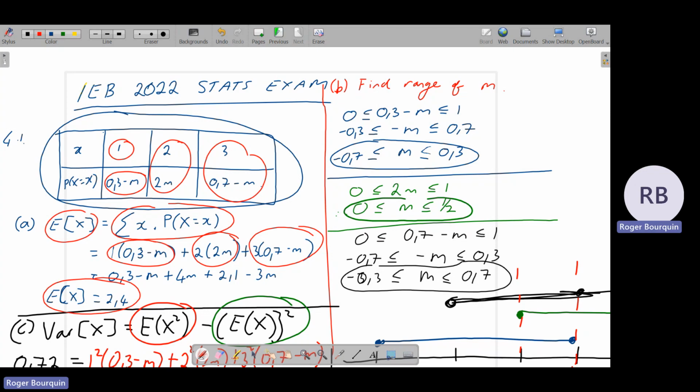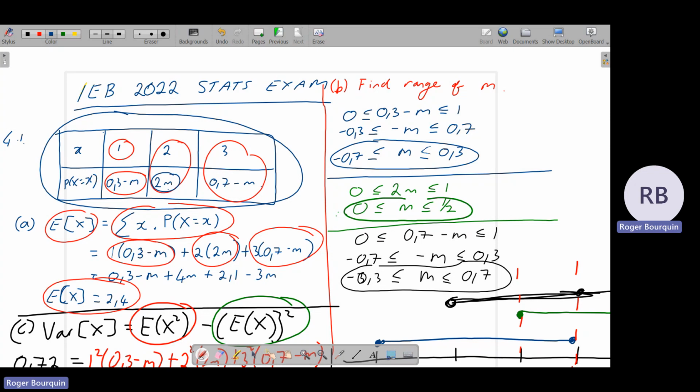The next question says, find the possible range of values of the constant m. So a range of values. There are shortcuts for this question, but I'm just going to show you the long way of thinking about it. You could just work with the fact that you're only going to have positive values because of 2m, and therefore 0.3 minus m must be less than 1.